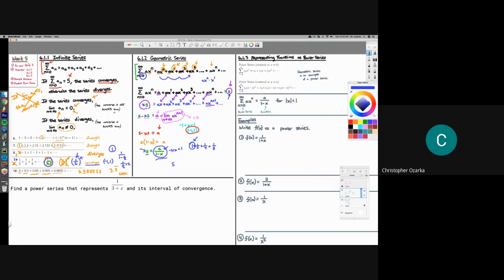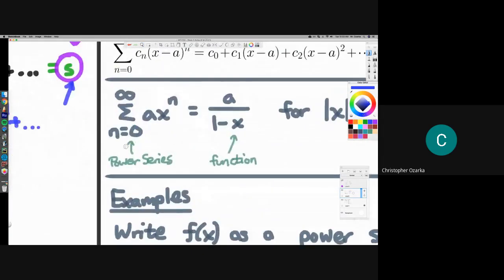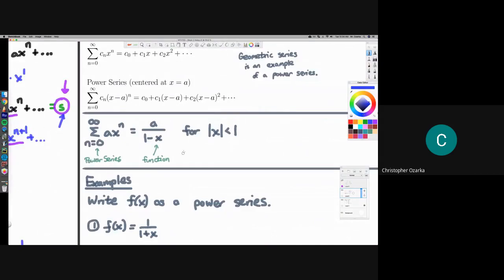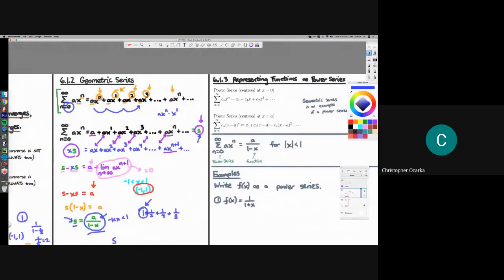That's 6.1.1. For 6.1.2, you need to know this part right here. This is home base. This is our key to unlocking every single other equation that we want. Power series and then this function. There are example problems for 6.1.2 if you want to look at them, but if you can do 6.1.3, then you're doing 6.1.2, because you need this whole thing right here.